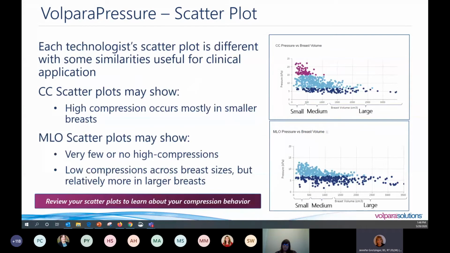Each technologist's scatter plot is different, with some similarities useful for the clinical application. In the CC scatter plot, this may show that you have high compression mostly in your smaller breasted patients. In the MLO scatter plot, this could show that there are very few high compressions, but there are low compressions across all breast sizes. Usually, though, you're going to see more low compression in your larger breasted patients. Review your scatter plots to learn about your own compression behavior and to identify how you're doing.